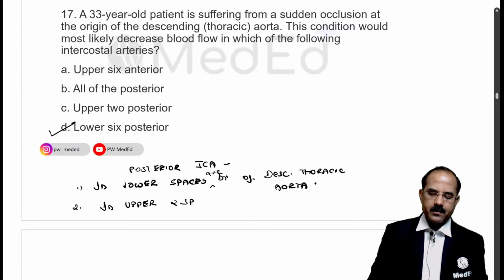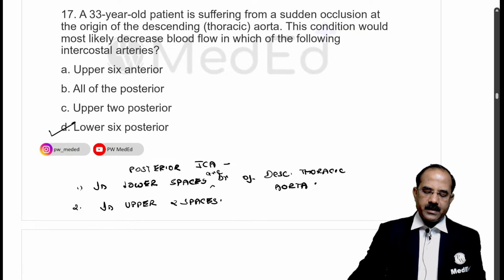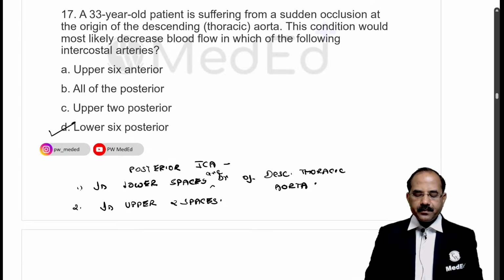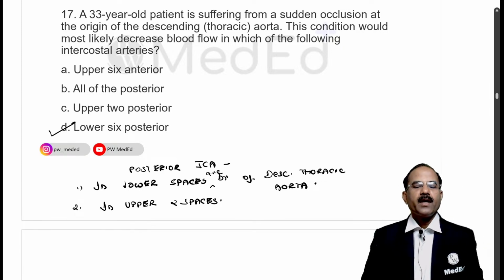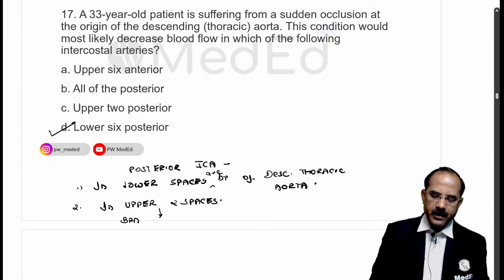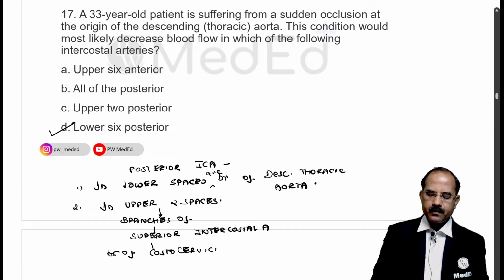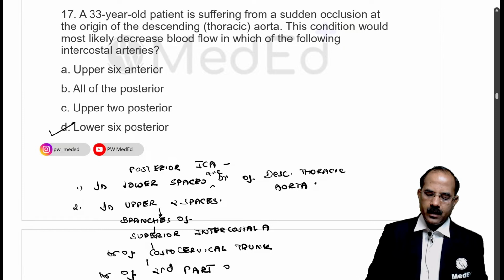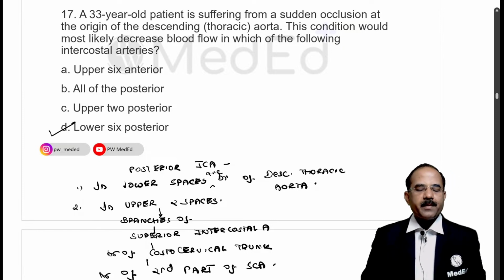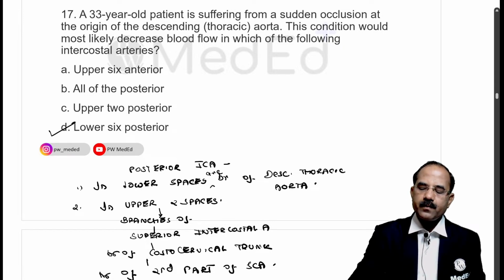In the upper two spaces, they are branches of the superior intercostal artery, which is a branch of the costocervical trunk, which is a branch of the second part of the subclavian artery. Just understand it like this.